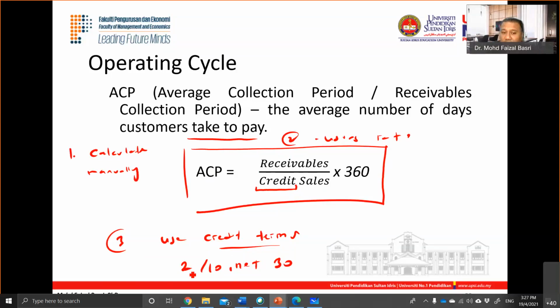So what does it mean? It means if you pay within 10 days, you're going to get 2% discount. Or if you don't want to take the discount, you have to pay in full within 30 days. So you have 2 days here, 10 days and 30 days. If you want to get a discount of 2%, you pay early within 10 days. But if you don't want the discount, you can delay the payment up until the 30th day.